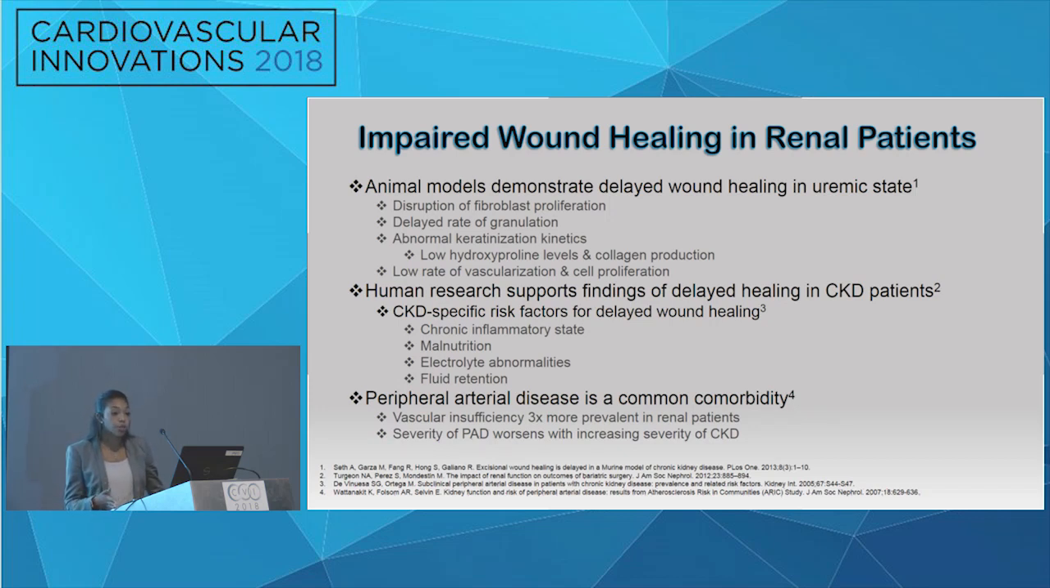That's secondary to disruption of fibroblast proliferation, delayed rate of granulation, abnormal collagen production, as well as just an overall low rate of vascularization and cell proliferation. And there's human research that also supports these findings in CKD patients. There's specific CKD factors that do put them at risk for delayed wound healing, including a chronic inflammatory state of their system. Most of these patients have a level of malnutrition. There's also electrolyte abnormalities and big challenges of fluid retention that we run into in wound healing.